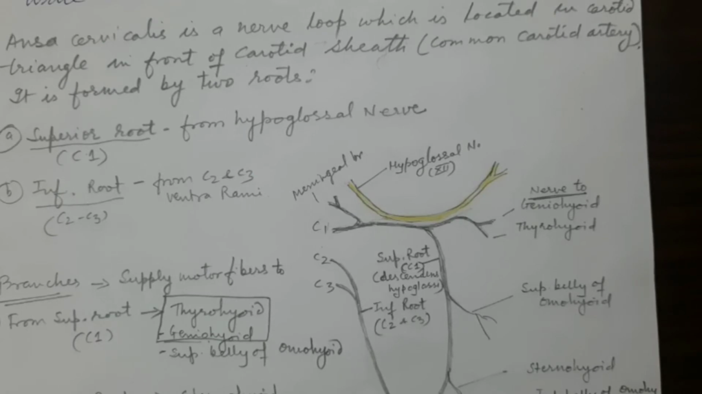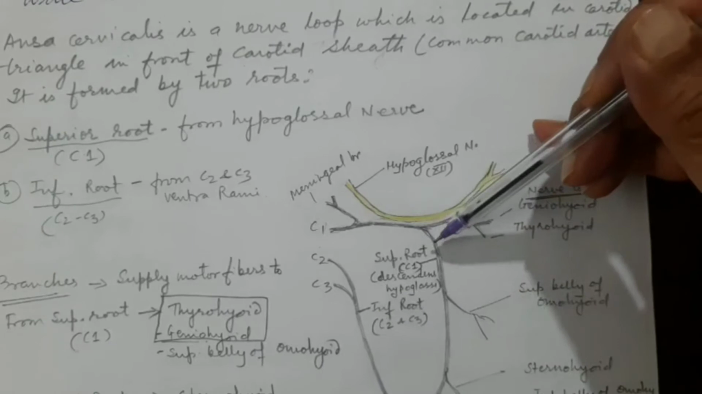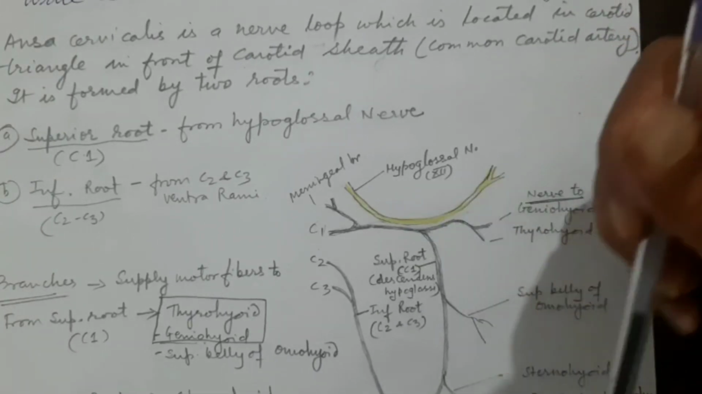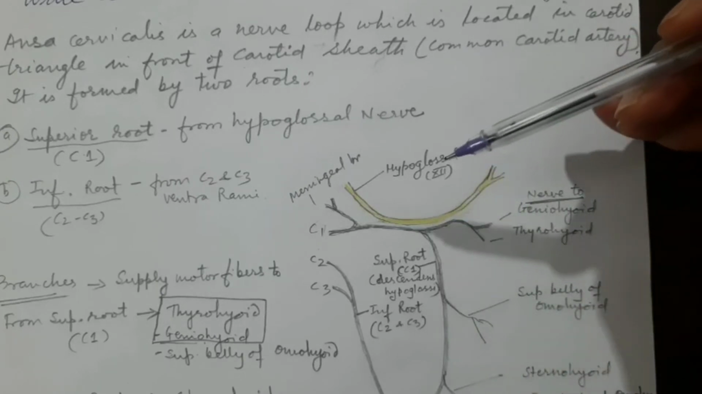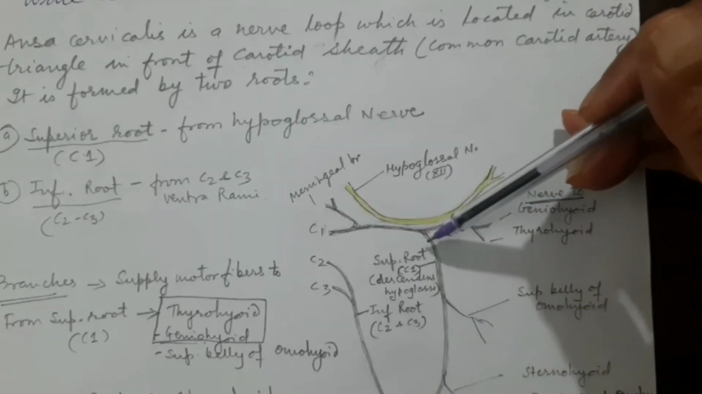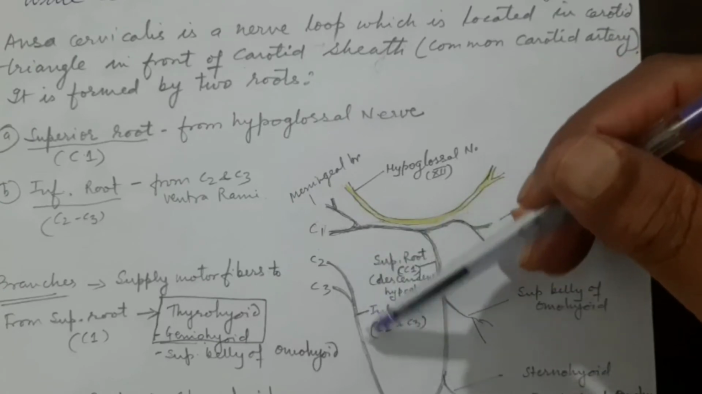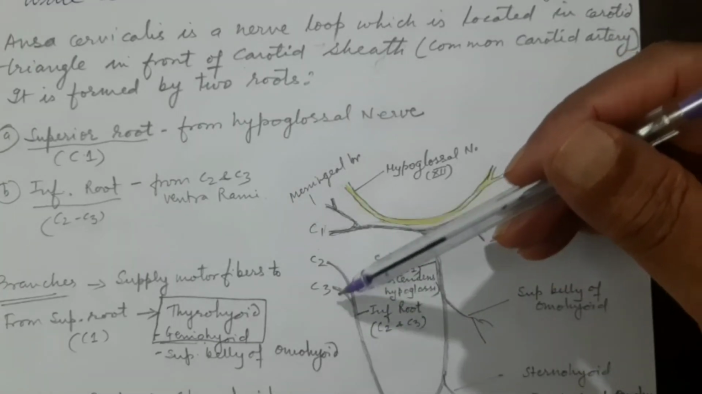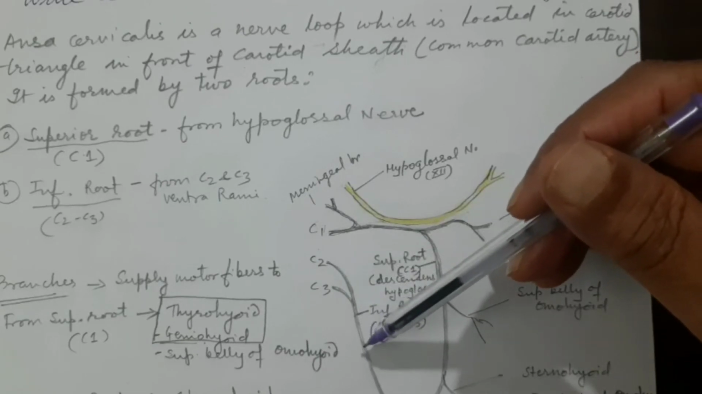Okay, they are not. That should be clear in your mind, and that is the reason why I have drawn it in two different colors. Now the superior root, as I said, comes out from the hypoglossal nerve. So this takes origin as if it is a branch from the hypoglossal nerve, but contains fibers of C1. The inferior root is formed by the union of the fibers of the ventral rami of C2 and C3.